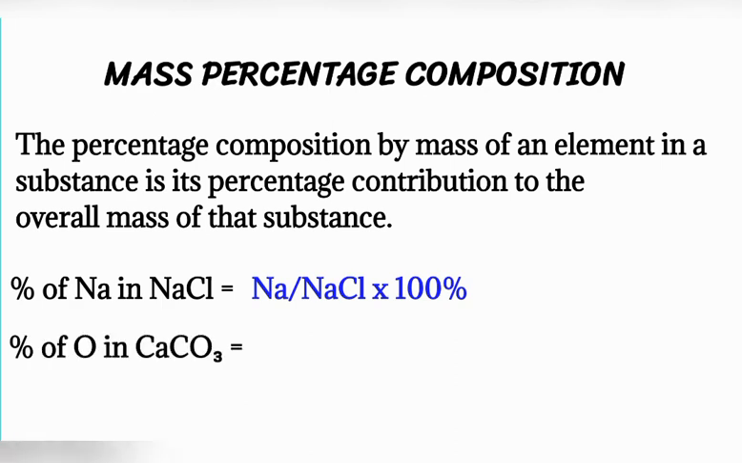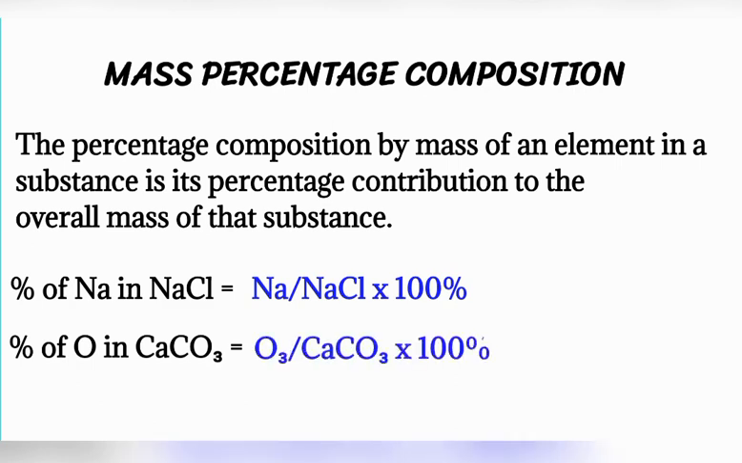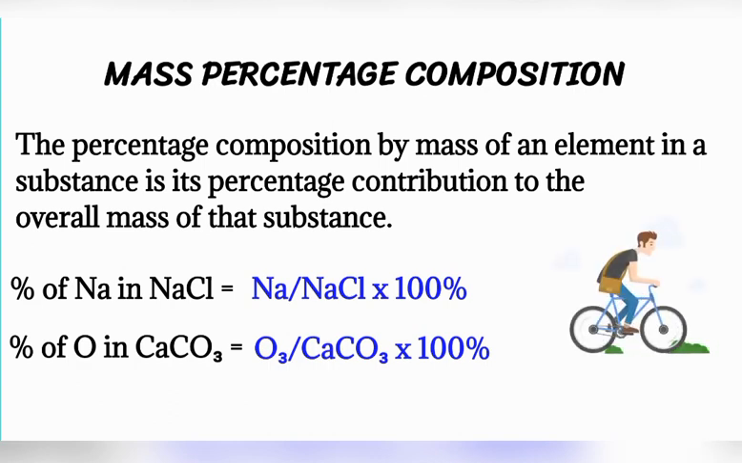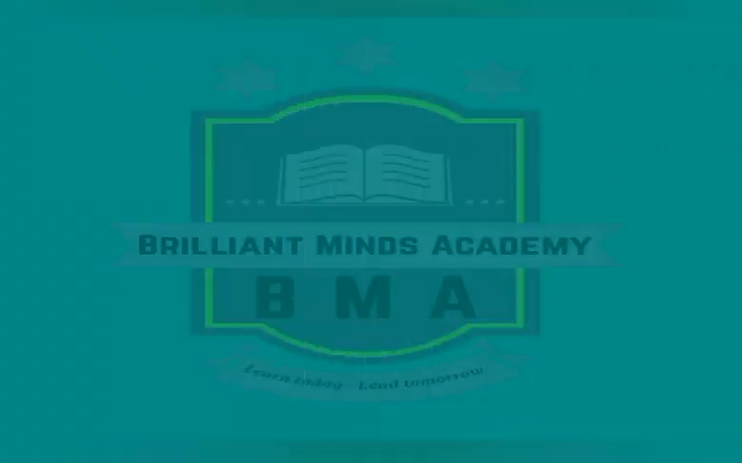Another example is the percentage of oxygen in calcium carbonate, CaCO3. So this one as well, because we have 3 atoms of oxygen, it will be O3 over CaCO3 times 100%. So that means you must have calculated the relative molecular mass before you can get the mass percentage composition of any element you have in that compound. Okay, so let's move on by picking some examples and let's see.